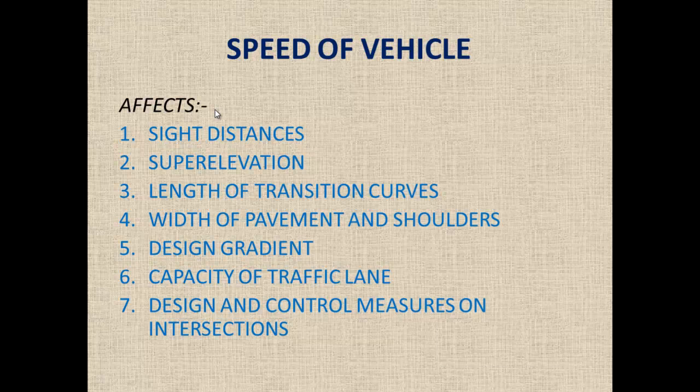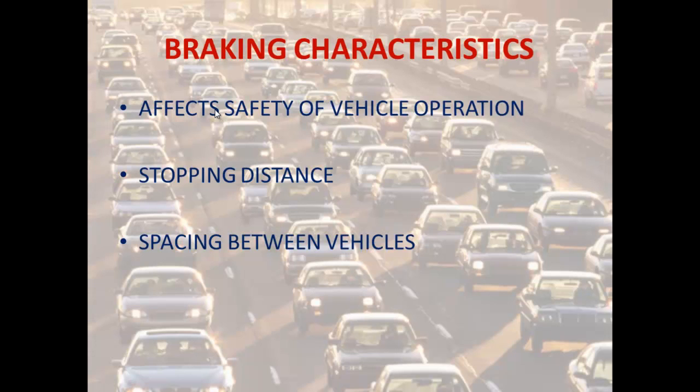Moving on, the braking characteristics. As you see on the slide, the braking characteristics of the vehicle affect the safety of the vehicle operation, the stopping distance, and the spacing between the vehicles. The deceleration and braking characteristics of vehicles depend on the design and the type of the braking system, whether the braking system is mechanical or fluid or an air brake, and the efficiency of that braking system. The safety of vehicle operation, stopping distance, and spacing between two consecutive vehicles in a traffic stream.